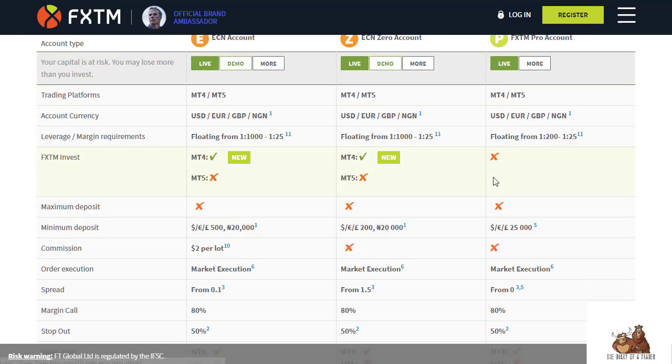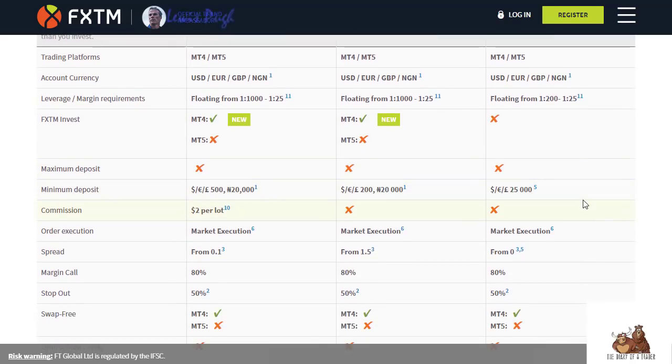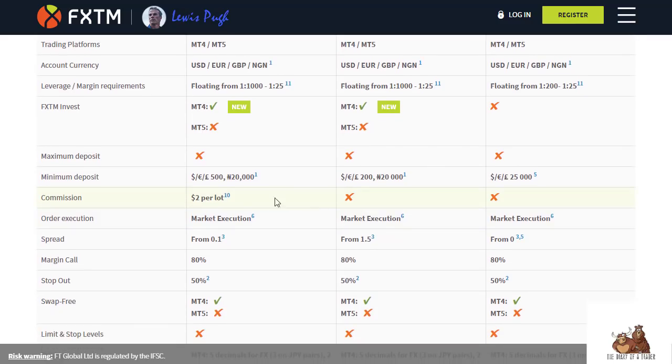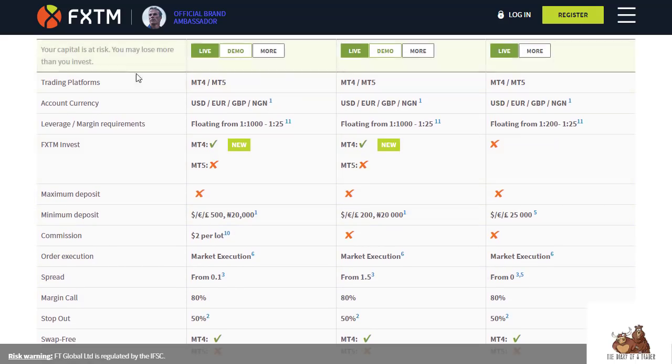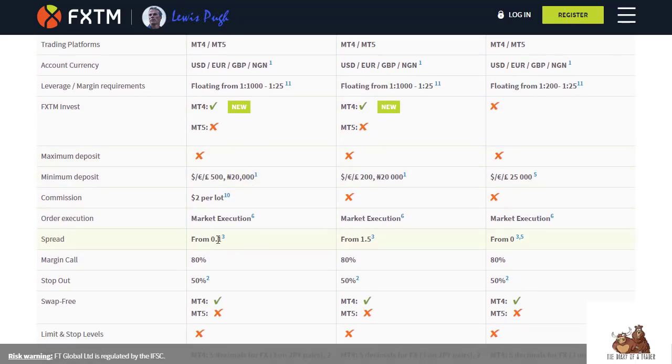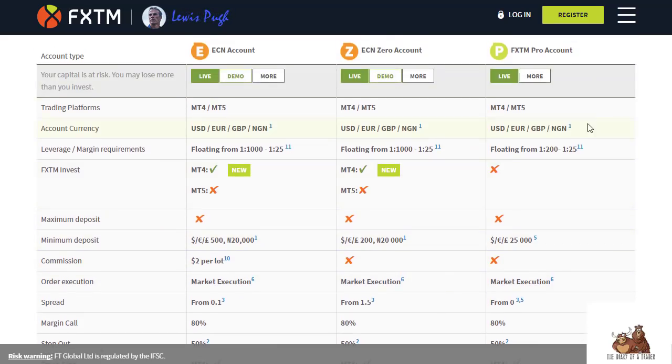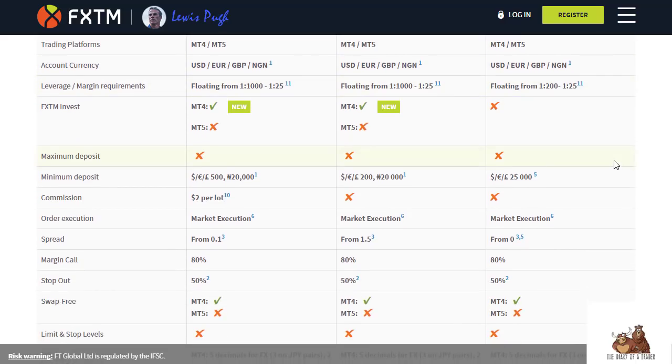$200, for example, on the ECN 0 account, which is a commission-less trading account, but it does have a higher spread. You can see, for example, that the typical ECN account can be as little as 1/10 of a pip, and then you pay $2 a lot per side. So pretty standard stuff here, but it gives you plenty of flexibility. There is the pro account. This is meant more for institutional traders.